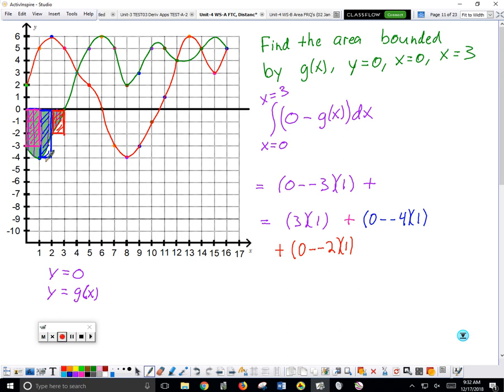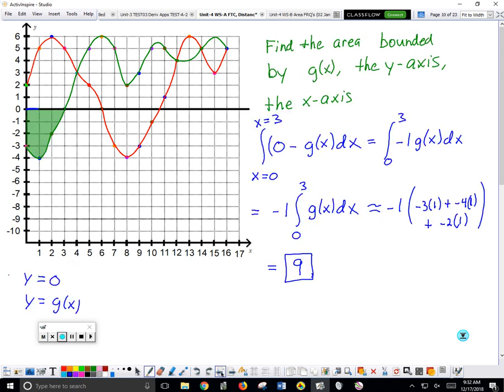We had to take the y-coordinate at the top of the area, subtract the y-coordinate at the bottom. The y-coordinate at the top is 0. The y-coordinate at the bottom is whatever g of x is. So he's remembering the other one that looked like this.